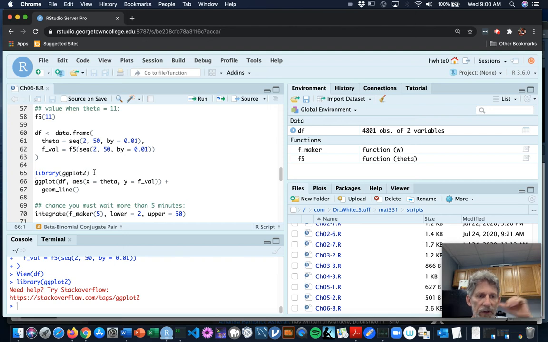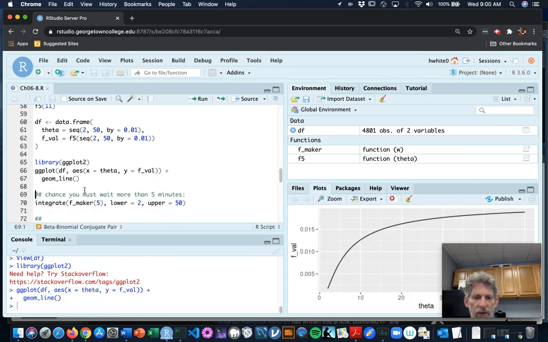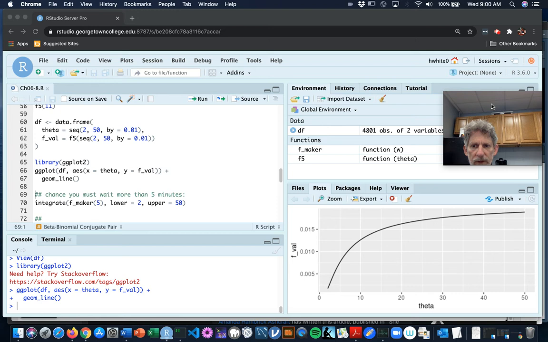It's going to just plot all of these points where on the x-axis we've got the theta value, and on the y-axis we've got the f value. And it's going to connect those points with lines. So it's going to give a pretty good idea of what the graph of the integrand is. And so if I move my face, you can see that graph.